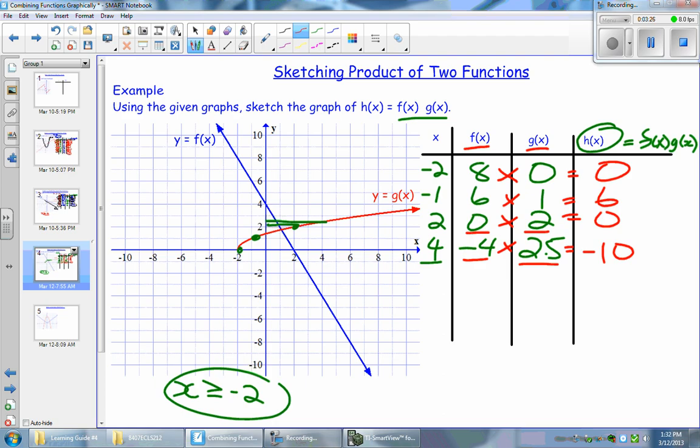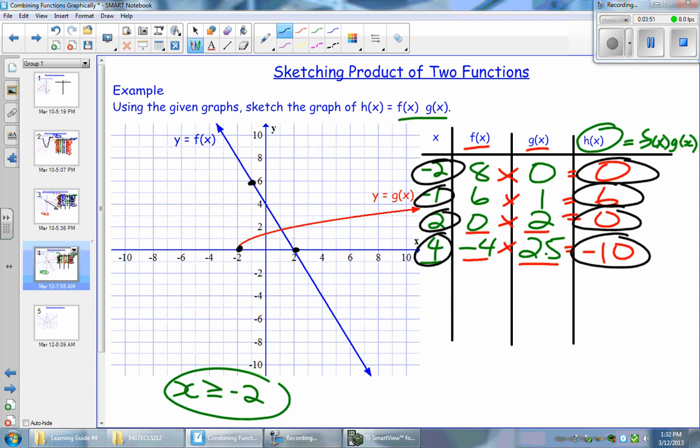Now we're going to graph these points. So I'll erase this here. The first point we're going to graph is -2, 0. So right there. Next point is -1, 6. So right about here. 2, 0 is the next point. So right there. And finally, another point of 4, -10. And that is, just reading my curve here, right there.